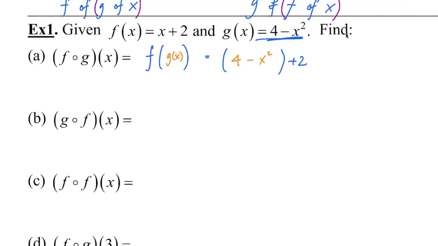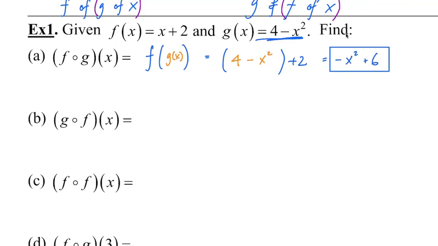So I hope you can see that by providing parentheses, you are doing yourself a huge favor to allow yourself to see this whole thing much more clearly. Okay, and if you think that it can be simplified, then we'll go ahead and simplify it. So we'll say, hey, the answer after simplification, we have negative x squared plus 6. Very straightforward.